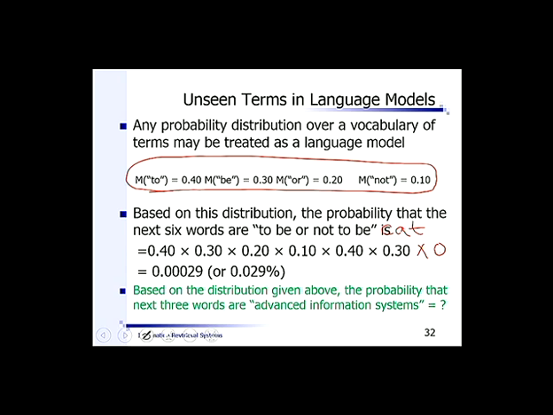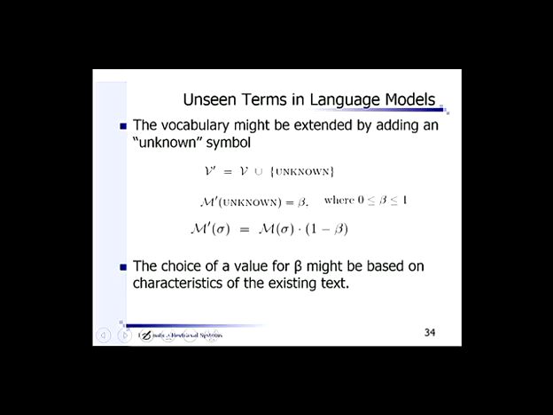Now the other terms, their probability might be quite high, but the probability of this one term which is not a part of the document collection will make the entire thing 0, right? Because this term does not appear in this language model. Okay. So, to avoid this 0, we can extend the vocabulary with an unknown symbol.